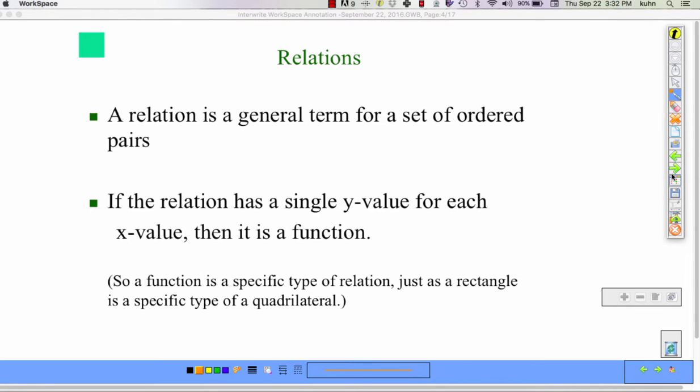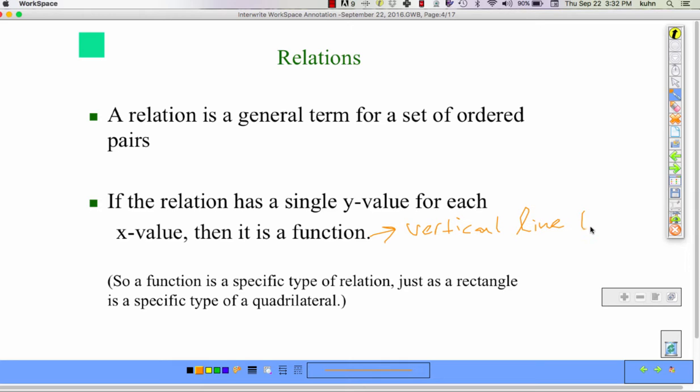Next, we have a couple of terms. A relation. A relation is a general term for a set of ordered pairs. That's just a listing of ordered pairs. Every single function that we have, any of our regular functions, could be written as a set of ordered pairs. It's just an infinite list. If the relation has a single y value for each x value, then it's a function. So this would be the idea of the vertical line test.